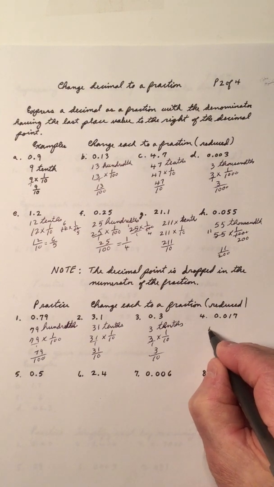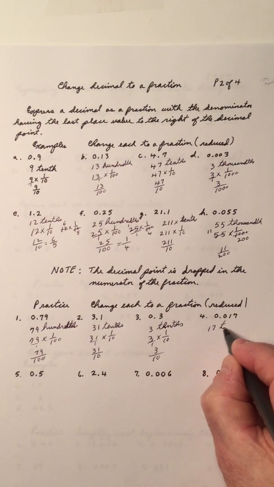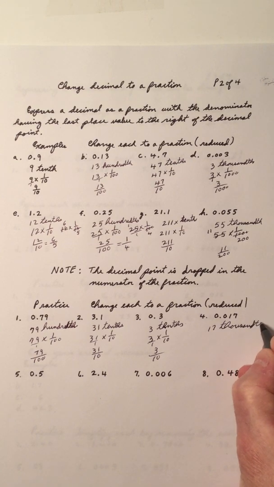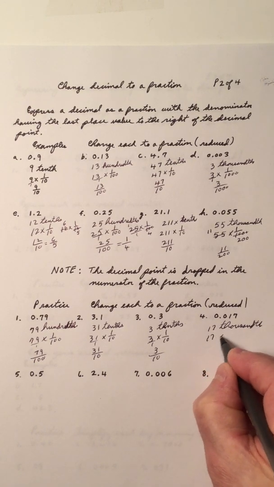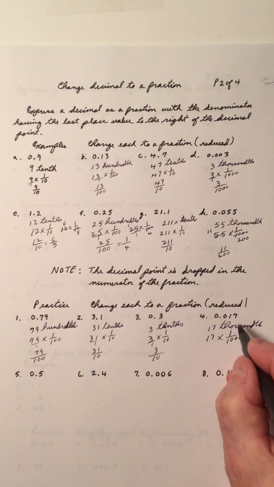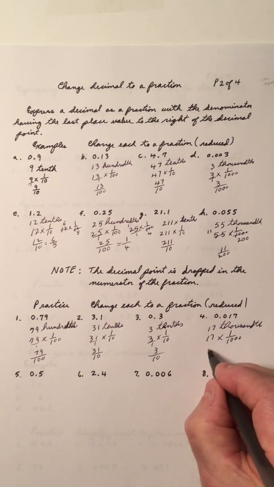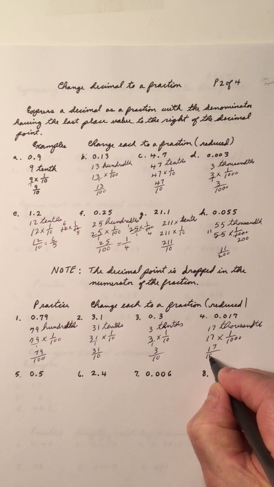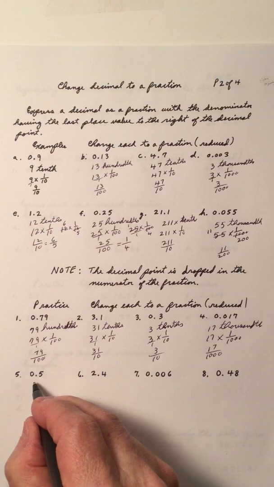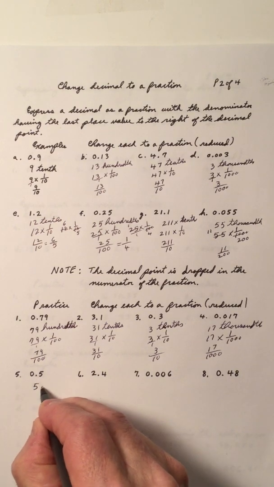And this is 17 thousandths. Which is 17 times 1 over 1,000. Notice the 7 is in the thousandths place. So 17 times that is no cancellation. 17 is prime. Decimal 0.5 is 5/10.